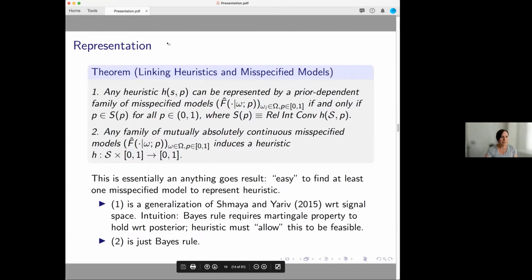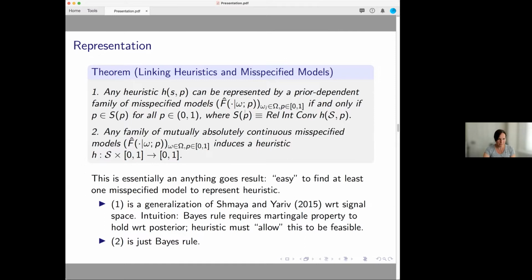All right, so the first result is essentially an anything-goes result, and it's relatively obvious from work that's already out there. But our first result is what we call the representation that links heuristics and misspecified models. We show that any heuristic can be represented by a prior-dependent family of misspecified models. What prior-dependent means is that the misspecified model may vary with the current belief the agent has about the state. It doesn't necessarily stay the same across all beliefs.